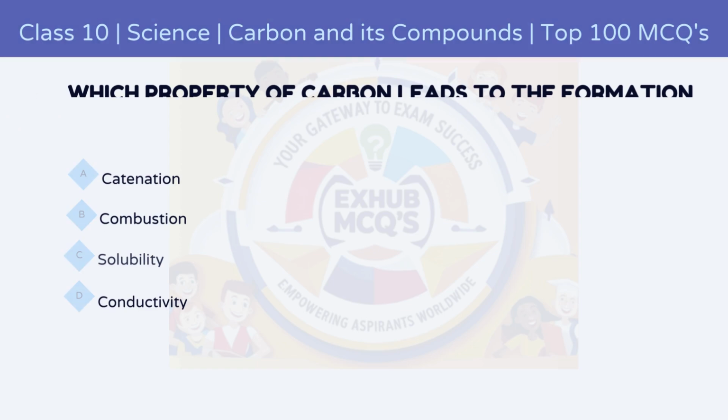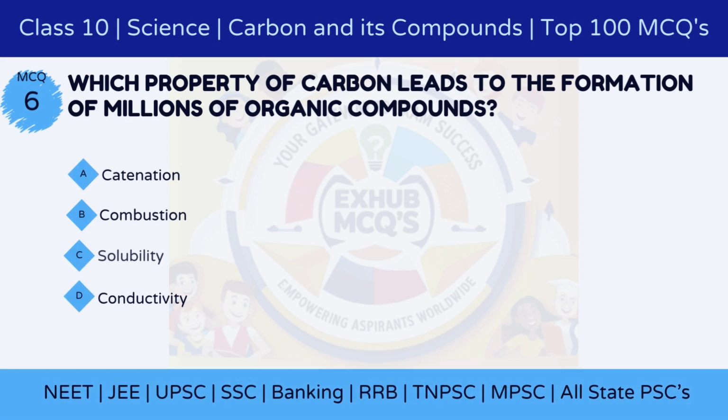MCQ 6. Which property of carbon leads to the formation of millions of organic compounds? Option A, catenation. Option B, combustion. Option C, solubility. Option D, conductivity.